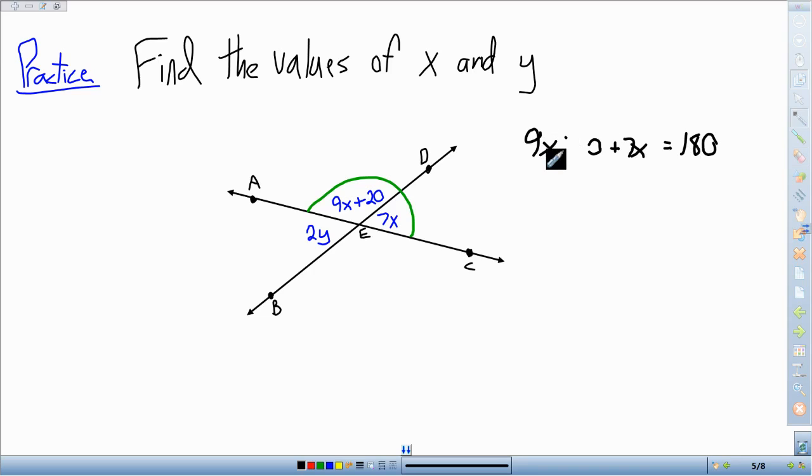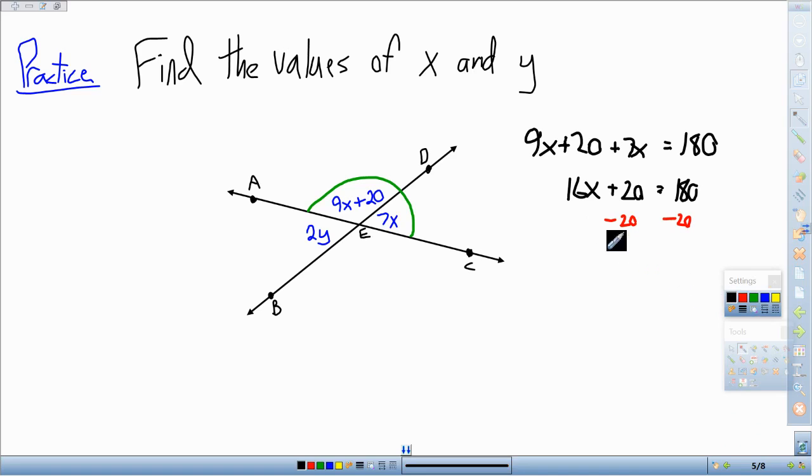Sorry, let me make this look a little nicer. Okay, so there it is. Now we can go ahead and solve for x. Again, I noticed that we have variables on the same side. I can go ahead and combine those. Looks like I have a 16x, bring down the 20, equals 180. And solving this thing, I'm going to subtract 20 and divide by 16.